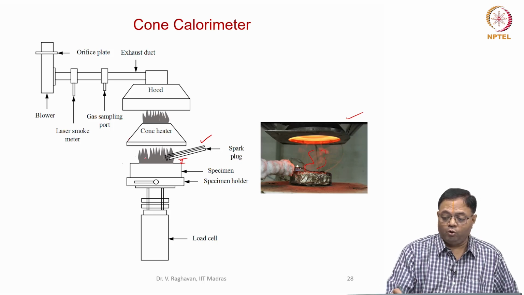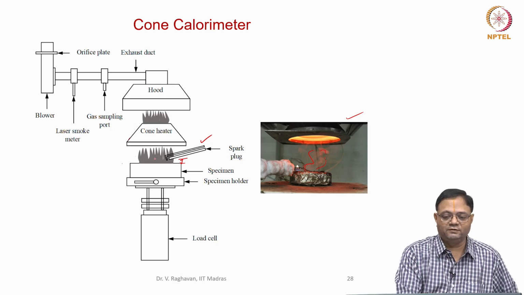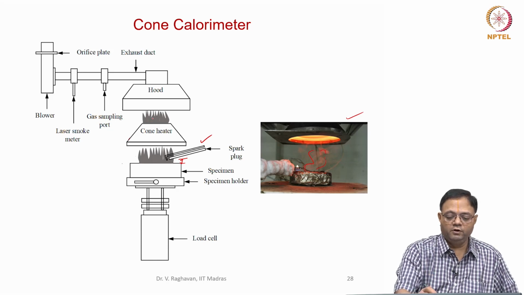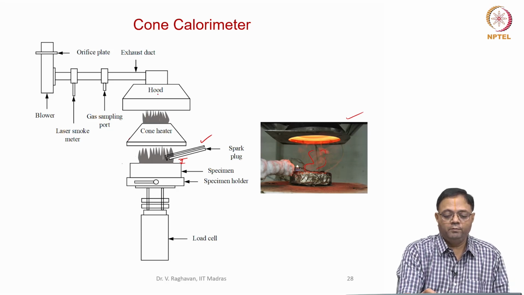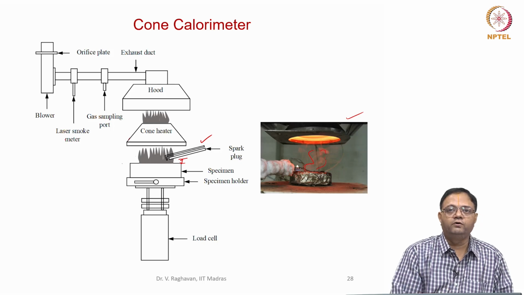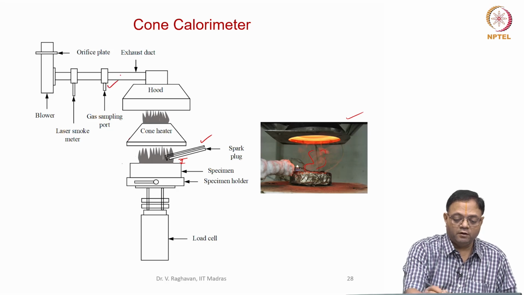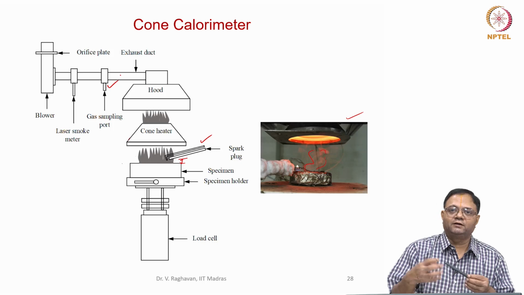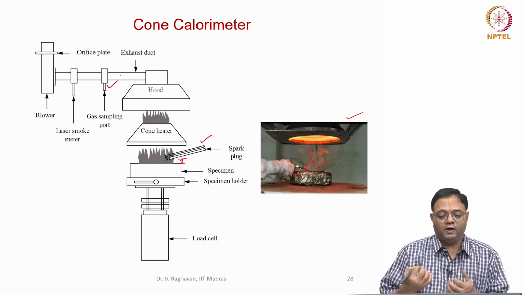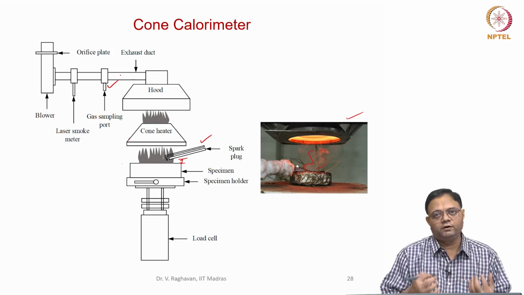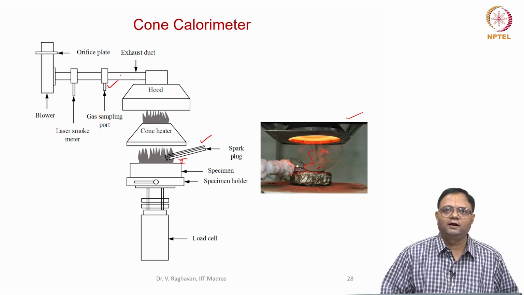Now, the top part of the cone is hollow, that means the product gases which are formed, the fire gases, will go out of the cone through its top surface which is hollow, then it moves through a hood. This hood has all types of instrumentation. For example, it has a gas sampling port through which some gases can be extracted and we can analyze what types of gases are produced. So, you have to extract some volume of gas, cool it, remove the water and take it to the gas analyzer.